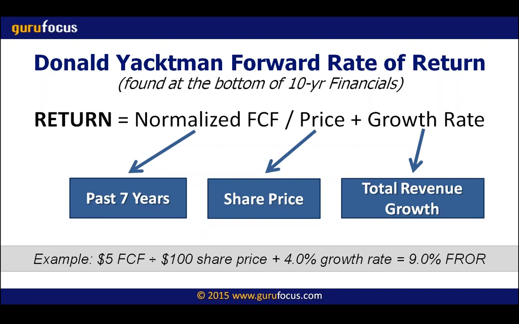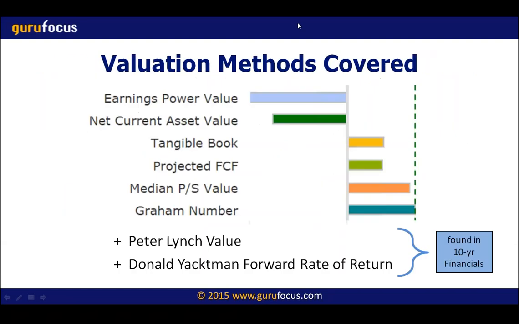Because if you own the business, you're not looking at, okay, I bought this business for $300,000. What is it worth next quarter? What is it worth next year? No, you're looking at what kind of return am I getting on my $300,000 investment. So if that's kind of how your mind works, it's a really nice tool. Again, it's in the 10-year financials. So we've covered these valuation methods listed here at the top, and we've even included the Peter Lynch value and the Donald Yacktman forward rate of return found in the 10-year financials.